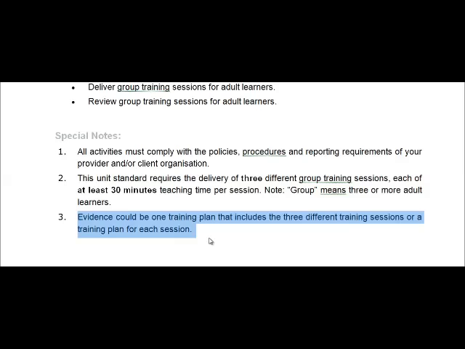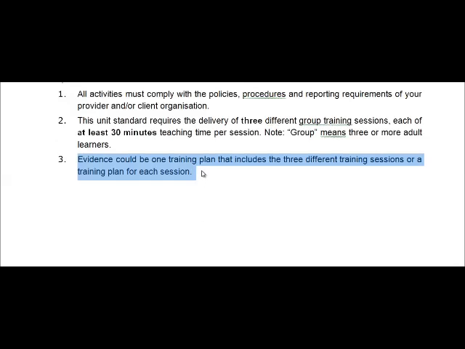So again, you don't need to think that every session has to be a separate day, or a separate workshop. Those two or three sessions could be part of the same larger training session, so long as it's at least 30 minutes delivered to a group, and those 30 minutes must be teaching time. 30 minutes of teaching time.